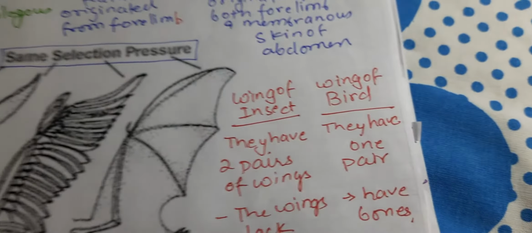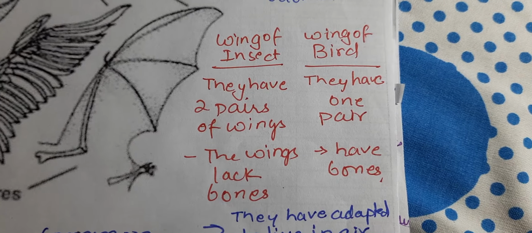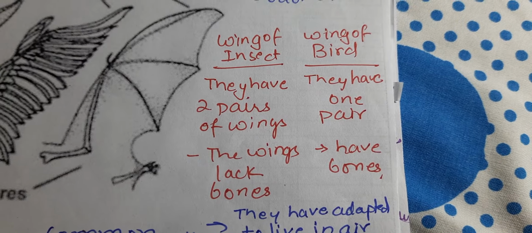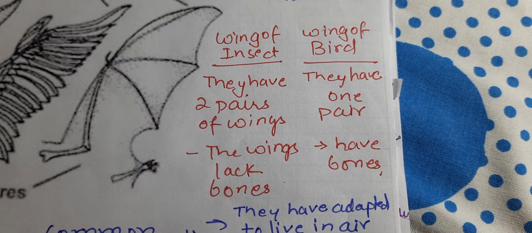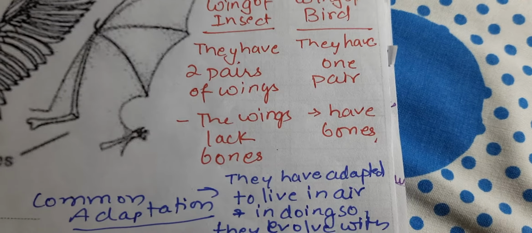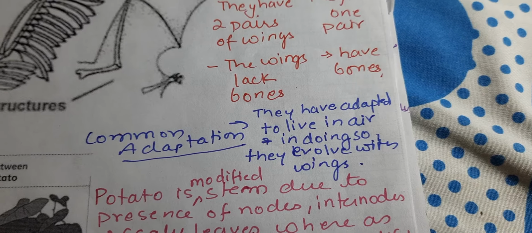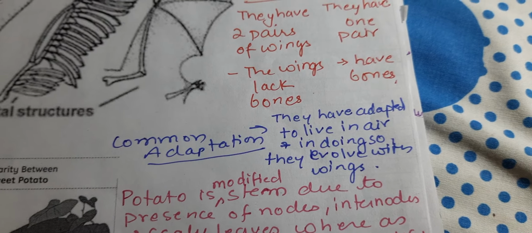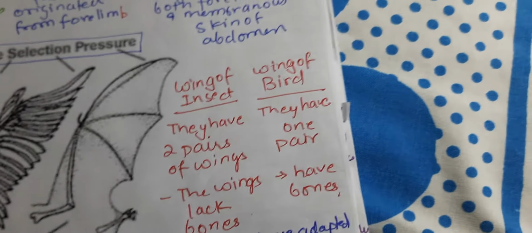Now if you compare the wing of an insect and the wing of a bird, the insect has two pairs of wings, whereas birds have one pair of wings. The wing lacks bone in the case of insects, whereas birds have bone. Okay, so as a common adaptation, they have adapted to live in the air. In doing so, they have evolved the wing, but their origin is different, so they are analogous in that sense.